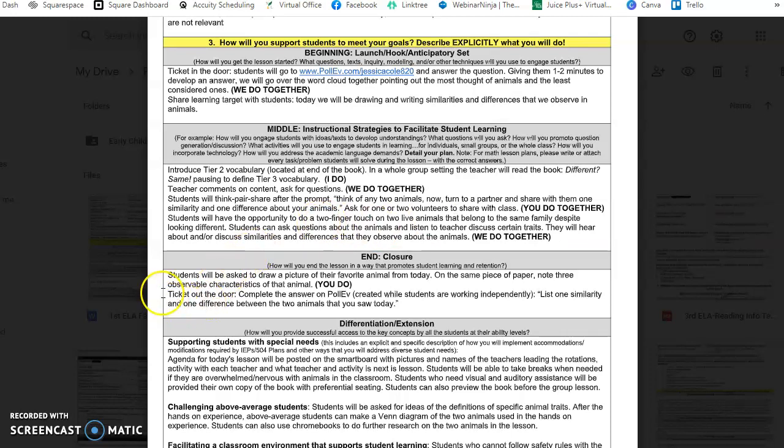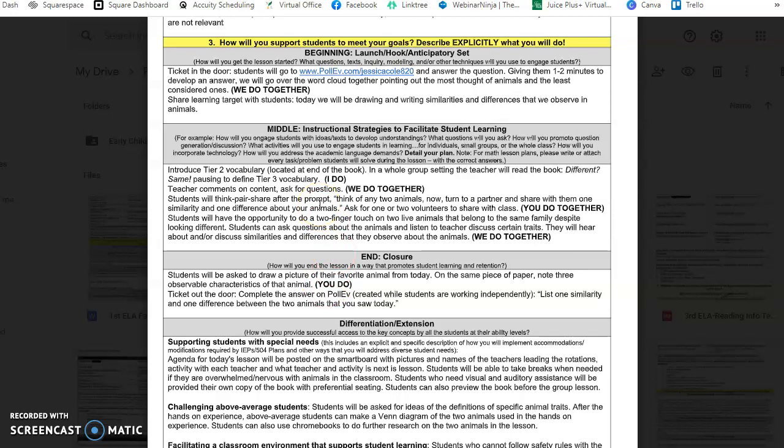And then to end, she clearly notes her ticket out the door, which is completing another Poll Everywhere. And then the only thing missing here again is time, and specifically revisiting the learning target. I would like to see that very clearly spelled out. But what I like that is striking about this is how the gradual release is labeled for you here.